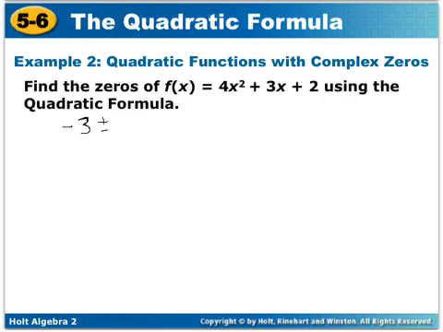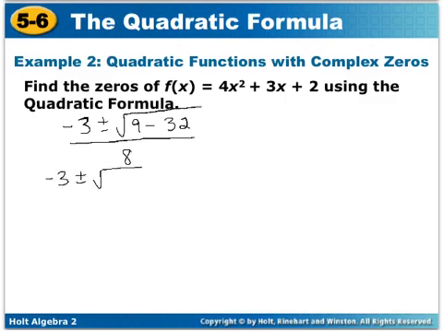Negative b plus or minus the square root of b squared minus 4ac, which is 4 times 4 times 2, 32, over 2a, 8. So let's keep on going. 9 minus 32. Negative 23 over 8. And we're pretty close to our answer now.